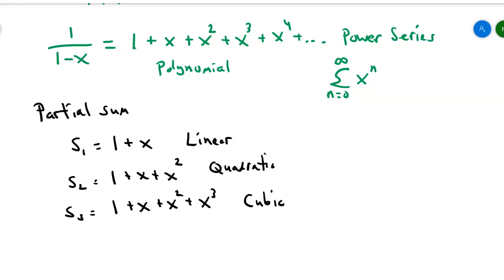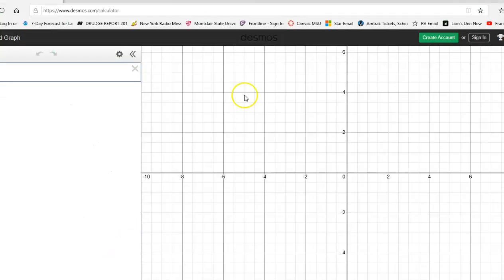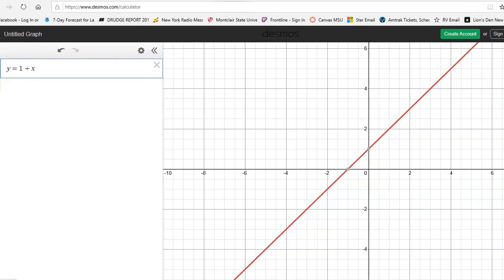Suppose I were to take this and try to graph it. So let me switch windows here. And I want to do a little bit of graphing. You're going to miss a little bit of my y equals, but I think that's okay. You'll get the idea. So my first partial sum, we said, was y equals 1 plus x. Okay, so if I graph y equals 1 plus x, I get this nice oblique line that runs to the origin. All right, let's try another one.